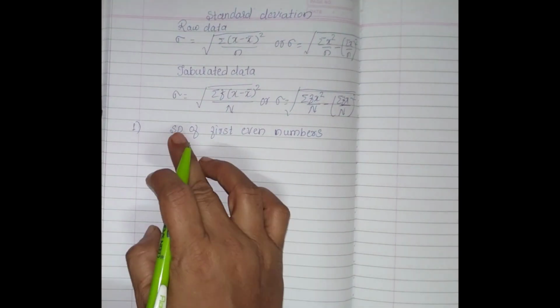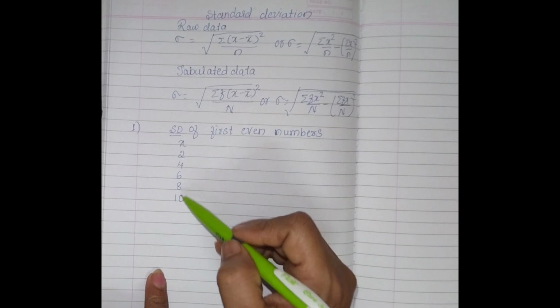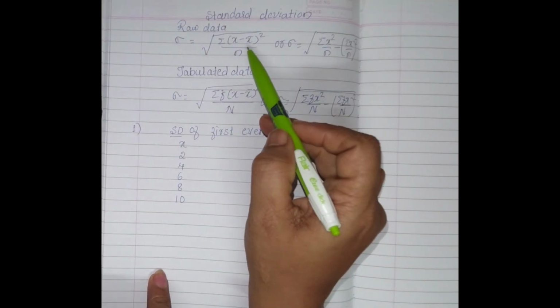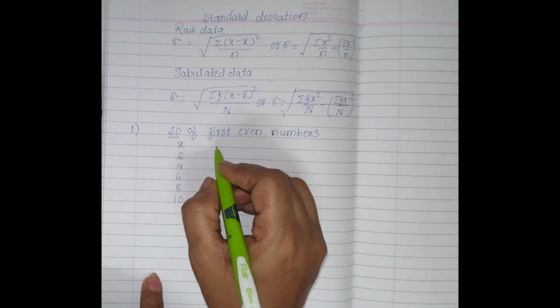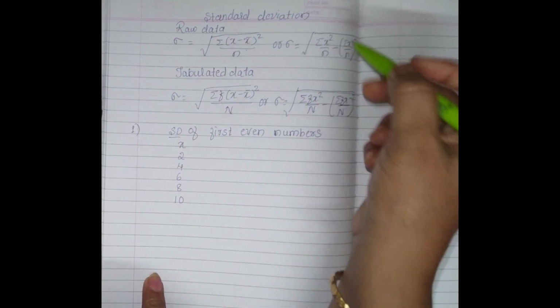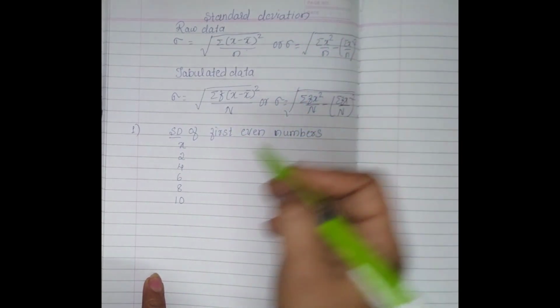Then we have to calculate the standard deviation of this. Whatever values they give, you can use either this formula or that formula, any of these formulas. But here I will show you both formulas, how to calculate using these two.